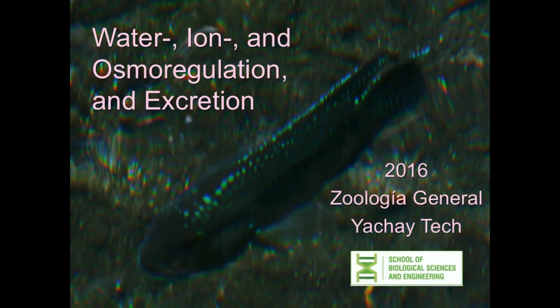Alright, here we are again. Today we're talking about water, ion, and osmoregulation and excretion. Now, usually when we talk about the excretory system, perhaps our expectation is to only talk about excretion of waste products. However, we're going to see that the excretory system is so much more complex and has more very important functions for the normal functioning of organisms, of animals.